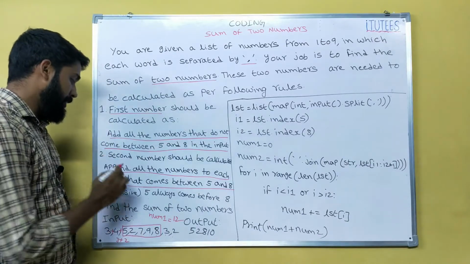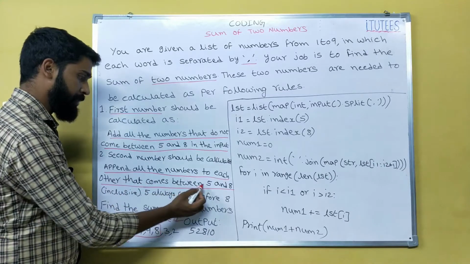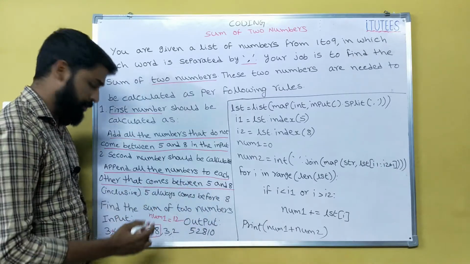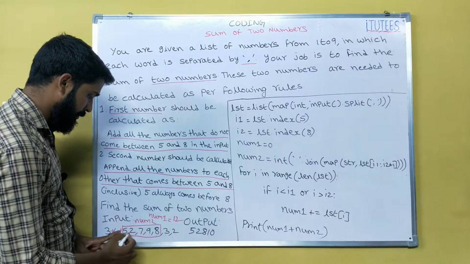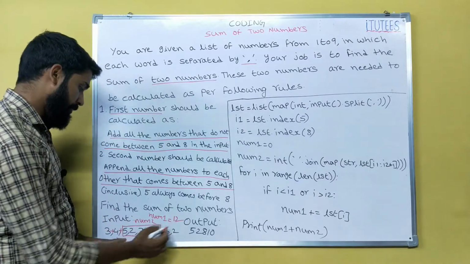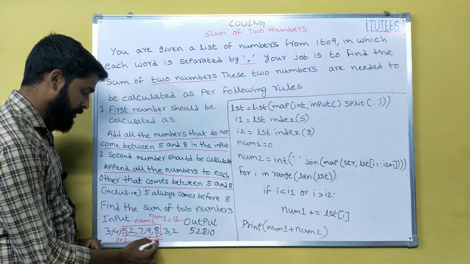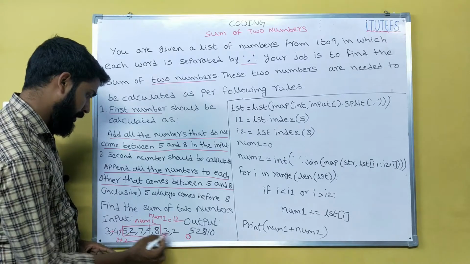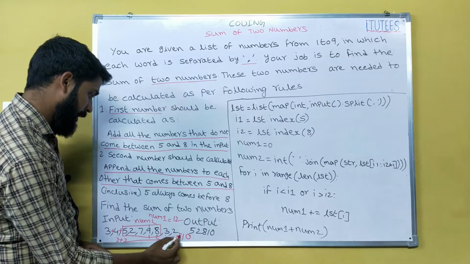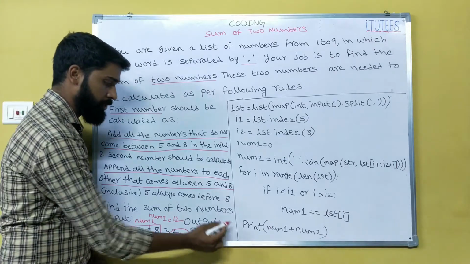So number 1 is 12. What is number 2? Append all the numbers to each other that come between 5 and 8, inclusive. That means number 2 is 5, 2, 7, 9, 8. If we add these two, 12 plus 52798, we get 52810. So that is the output.